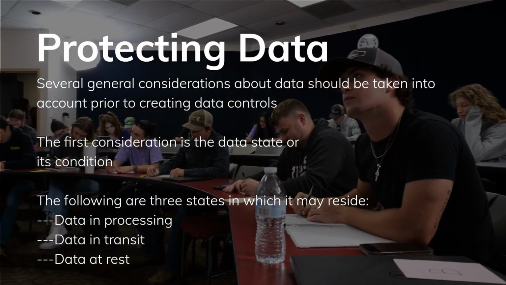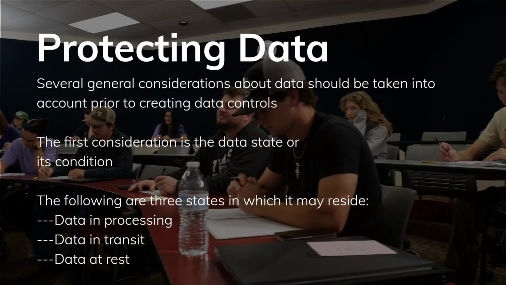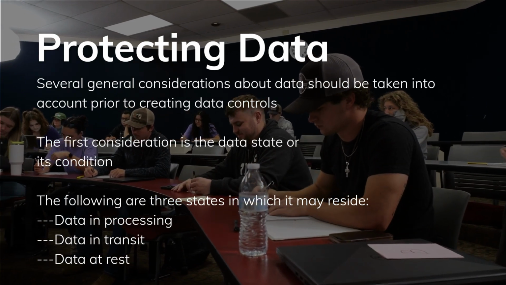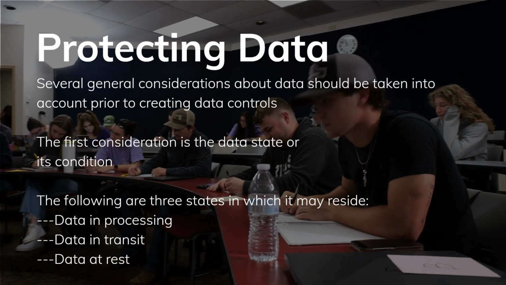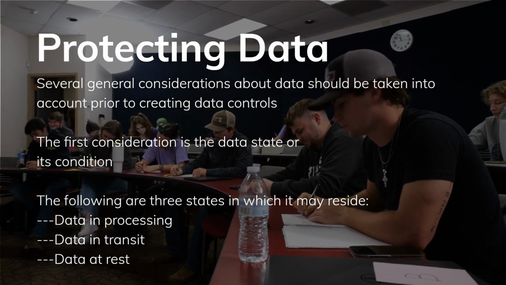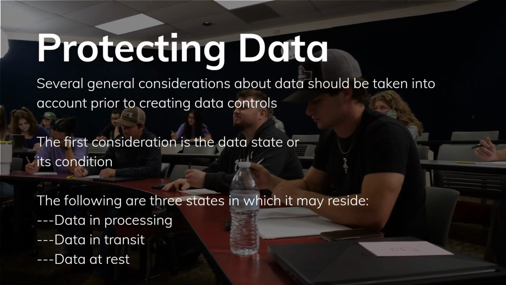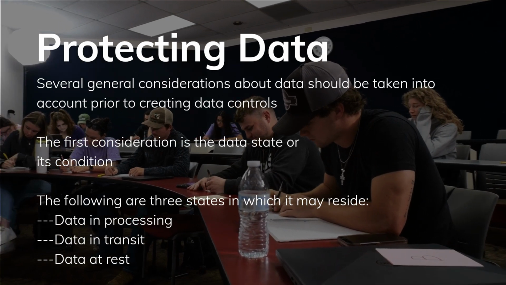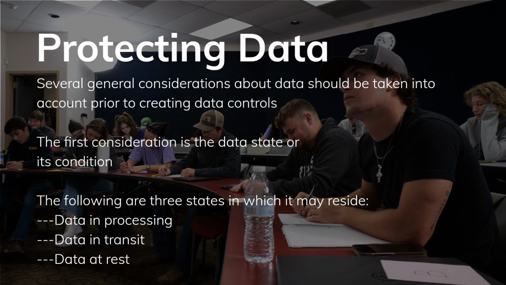Data in transit. This is data that is being transferred between locations, such as across networks or between devices. Encryption and secure transmission protocols are essential to protect data in transit from interception and unauthorized access. Data at rest. This is data that is stored on physical or virtual storage media. Security measures such as encryption, access controls, and physical security are important to protect data at rest from unauthorized access and breaches.